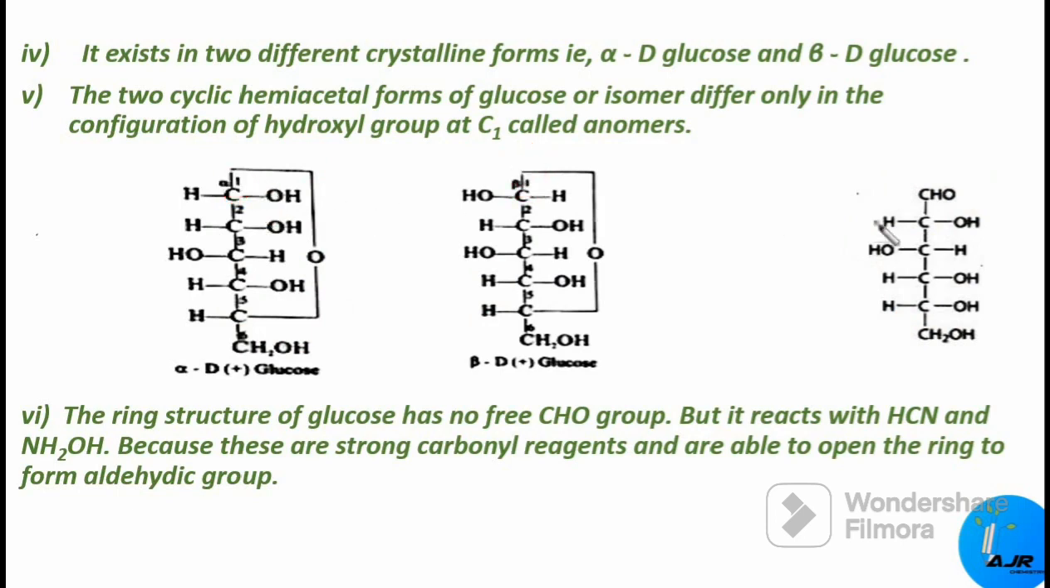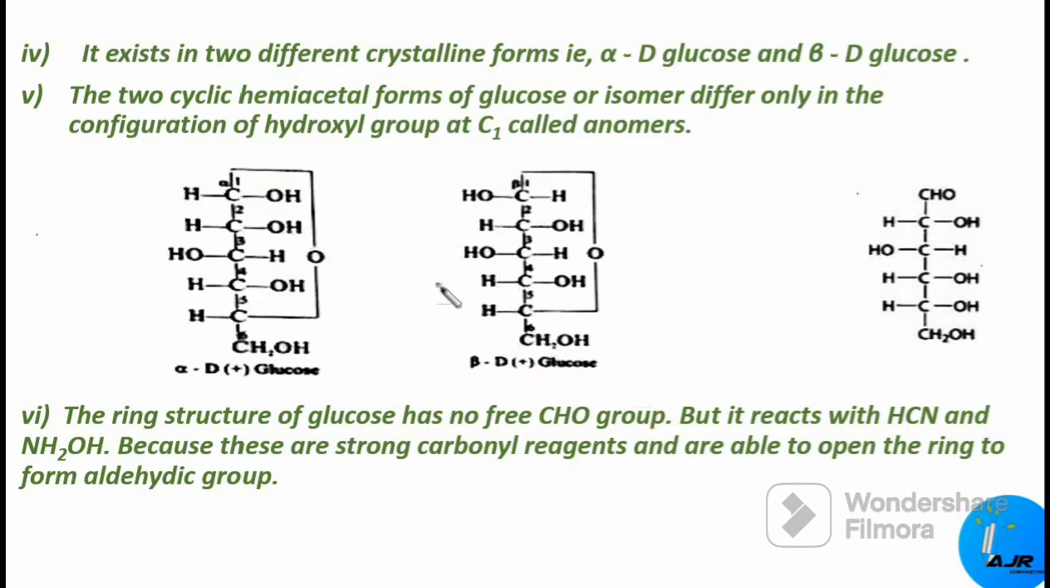Instead, the CHO group has reacted with the OH group of C5 and the hemiacetal form is formed. This is the anomeric carbon, where there is a change only in the configuration, that is, the OH group here is present on the right hand side, whereas here it is on the left hand side. See, the ring structure of glucose has no free CHO group. That's correct, is it not?